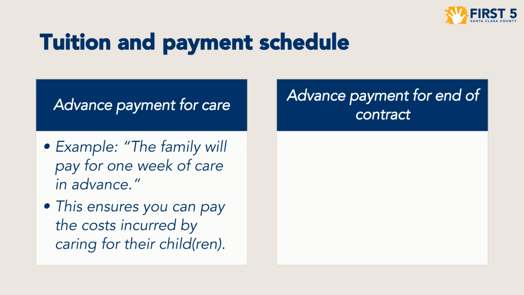Advance payment for care. Example: the family will pay for 1 week of care in advance. By having families pay for care in advance, they pay for the service before it is used. This ensures you can pay the costs incurred by caring for their child or children. When child care businesses allow families to pay after the care is provided, the business runs the risk of not being paid for services. Establishing this practice right from the start builds business stability.